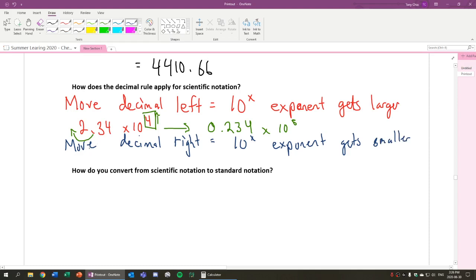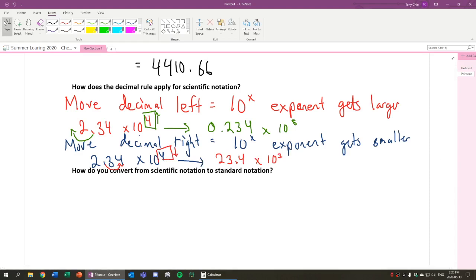So, for example, if you look at this one, 2.34 times 10 to the 4, when you move this decimal to the right, you're going to get 23.4 times 10 to the power of 3. That 4 gets smaller.